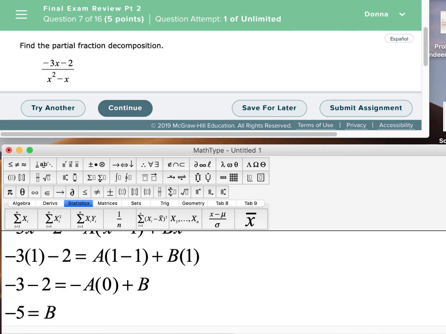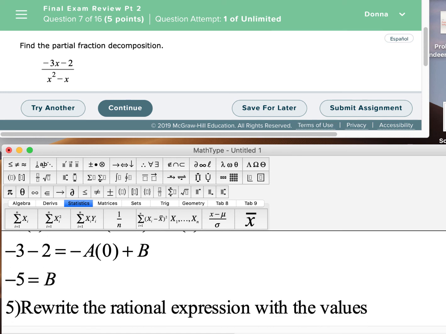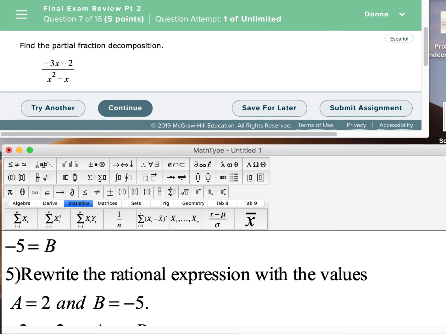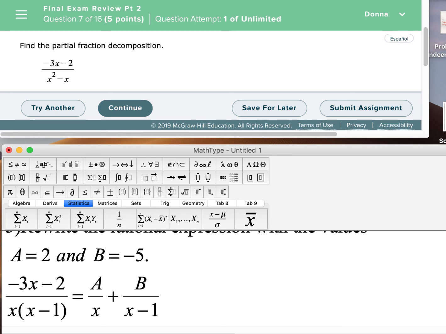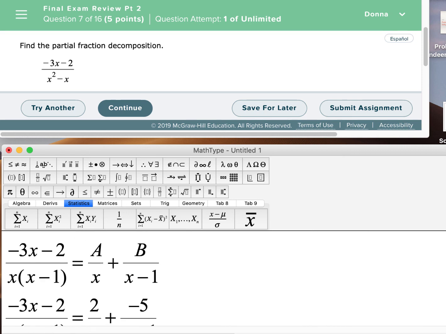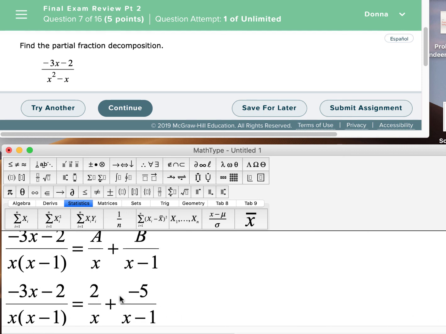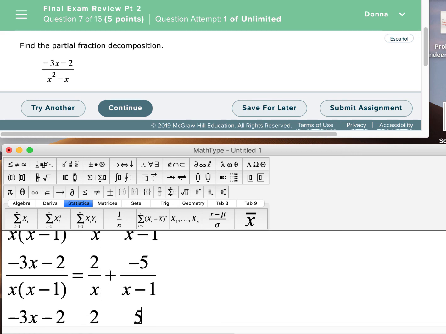Now that we've solved for those two variables, we can rewrite the rational expression with those values, A equal to 2 and B equal to negative 5. So the rational expression 3x minus 2 over x times x minus 1 is equal to A over x, which is 2 over x, plus B, which is negative 5 over x minus 1. We can simplify the 2 over x plus the negative 5 over x minus 1 by changing it to a subtraction problem. So 2 over x minus positive 5 over x minus 1.